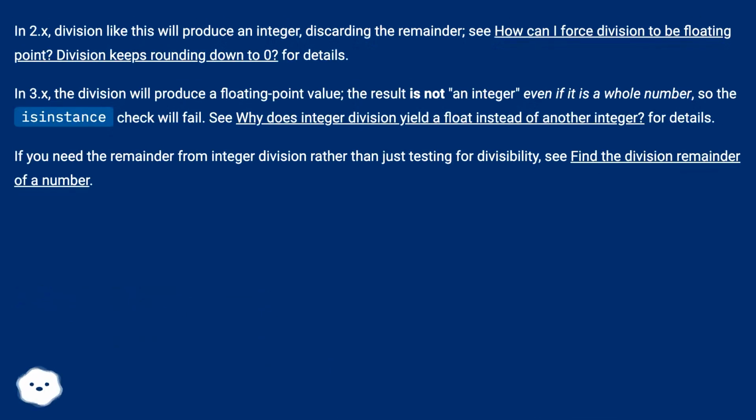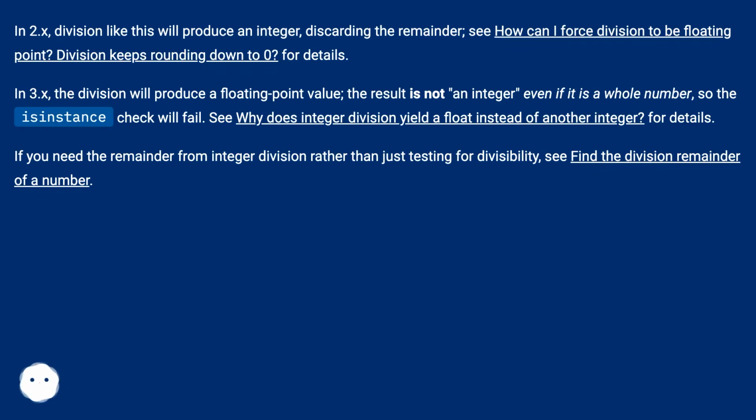In 2.x, division like this will produce an integer, discarding the remainder. See, how can I force division to be floating point? Division keeps rounding down to 0. For details. In 3.x, the division will produce a floating point value. The result is not an integer, even if it is a whole number, so the instance check will fail. See, why does integer division yield a float instead of another integer?